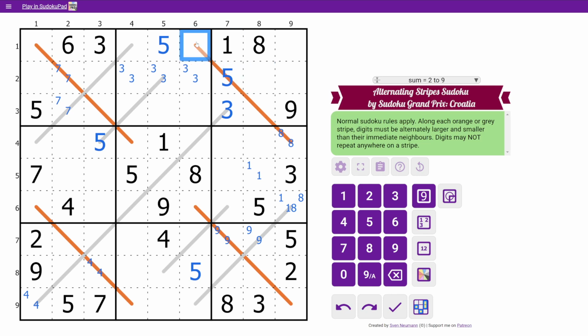Okay, so if this was to be smaller, it would have to be a 2 or a 4 only. If it was to be bigger, it would have to be a 7 or 9 only. This way would be 2 or 4 again, only. Higher would be 6 or 7 only.